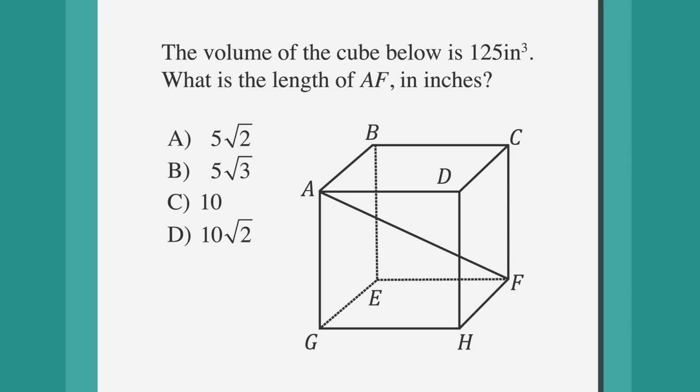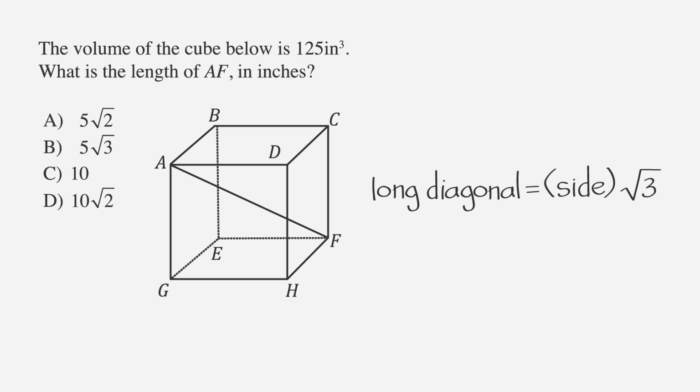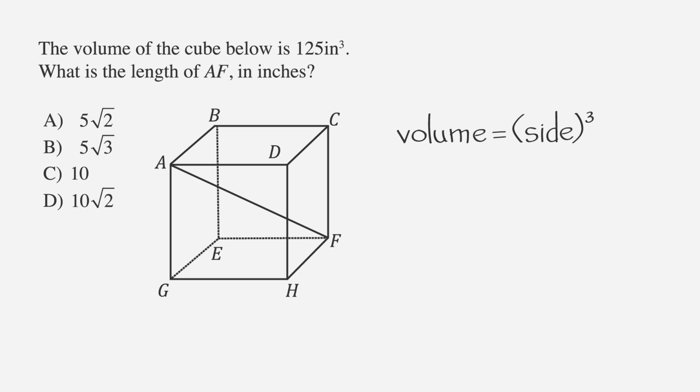The volume of the cube below is 125 cubic inches. What is the length of AF in inches? Here are your answer choices. Since the formula for the long diagonal is long diagonal equals side length times the square root of 3, we need to find the length of our side first. To find the side length from the volume, let's consider our volume equation. Volume equals side cubed. We're told that the volume is 125, so we want to set that equal to side cubed. To solve for a single side, we take the cube root of both sides.